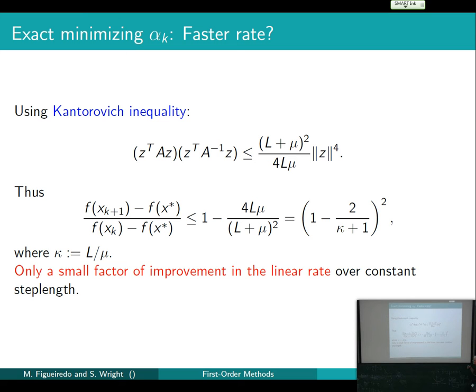Okay? So in the case where we took the naive step, what we got was 1 minus 1 over kappa. By taking the exact step, we get 1 minus 2 over kappa squared, which is a factor of 4 better, basically. Okay, about a factor of 4 better. But it's not radically better. Okay, so we don't get a massive quantum improvement by doing an exact line search in general. So it's sort of a negative result.